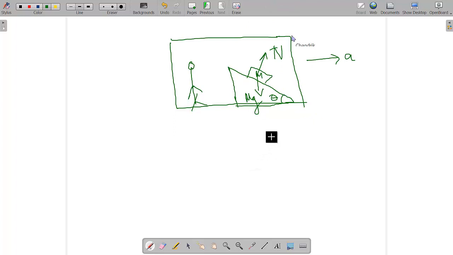Inclined plane. Yeah, inclined planes and all, everything comes under Newton's laws only. We did not separate all those chapters like that.